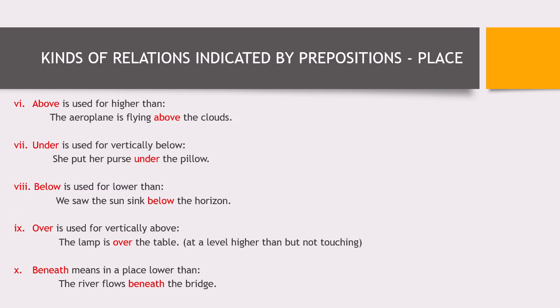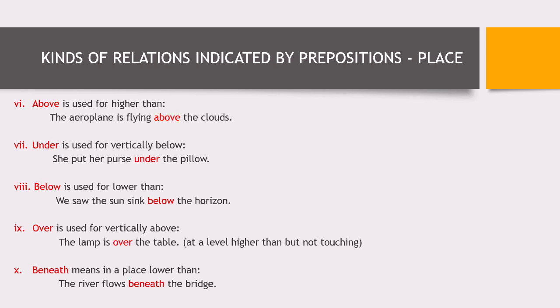Kinds of relations indicated by prepositions. Place. 6. Above is used for higher than. For example, the airplane is flying above the clouds. 7. Under is used for vertically below. For example, she puts her purse under the pillow. 8. Below is used for lower than.